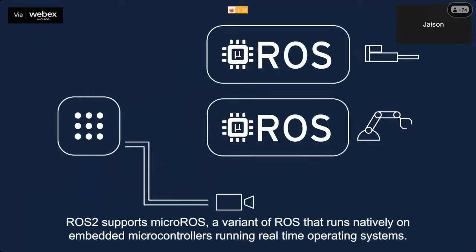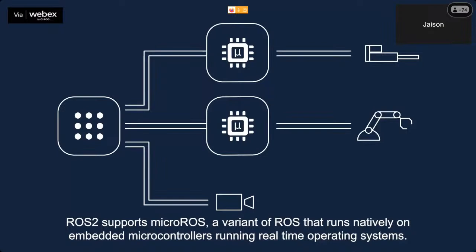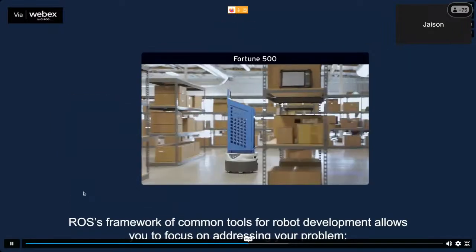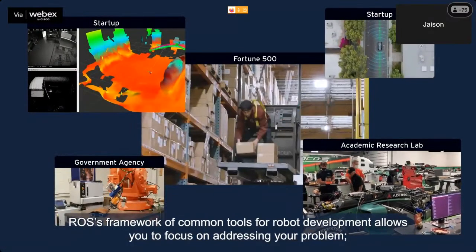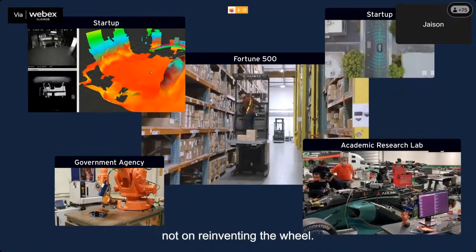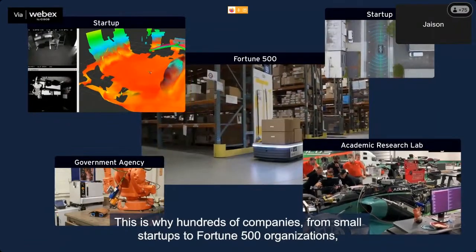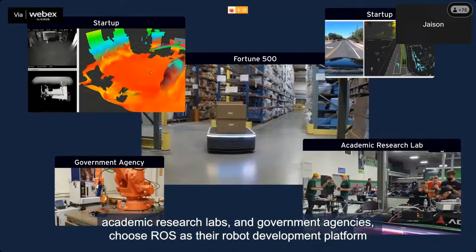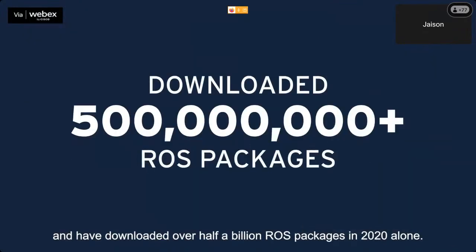ROS 2 supports micro-ROS, a variant of ROS that runs natively on embedded microcontrollers running real-time operating systems. ROS's framework of common tools for robot development allows you to focus on addressing your problem, not on reinventing the wheel. This is why hundreds of companies, from small startups to Fortune 500 organizations, academic research labs, and government agencies, choose ROS as their robot development platform, and have downloaded over 500 million ROS packages in 2020 alone.